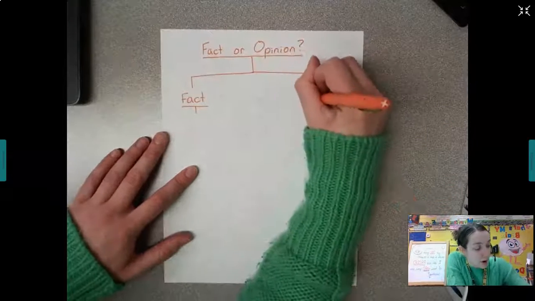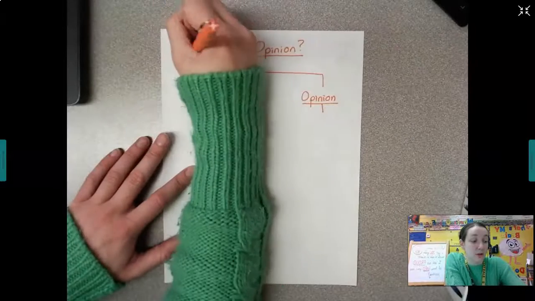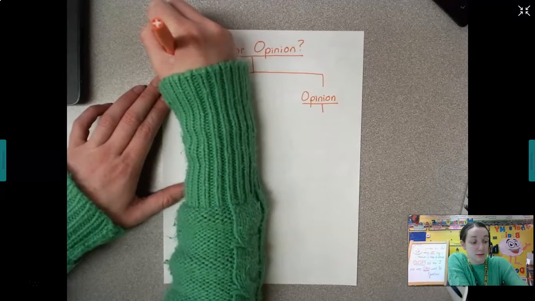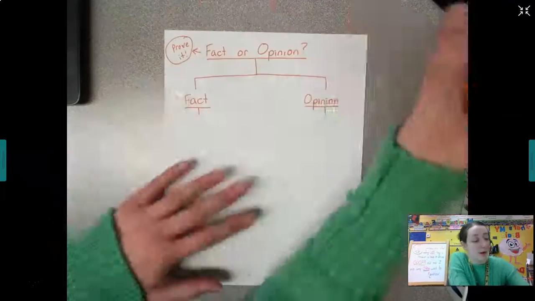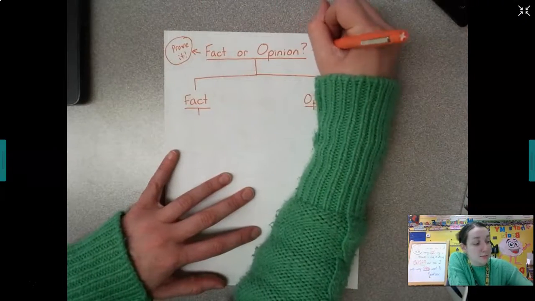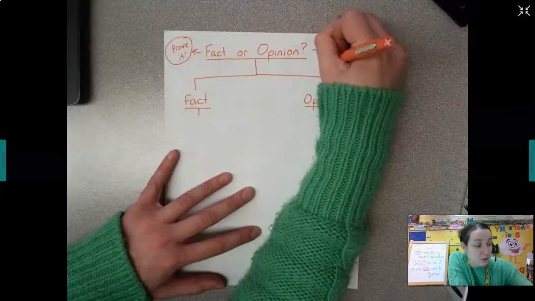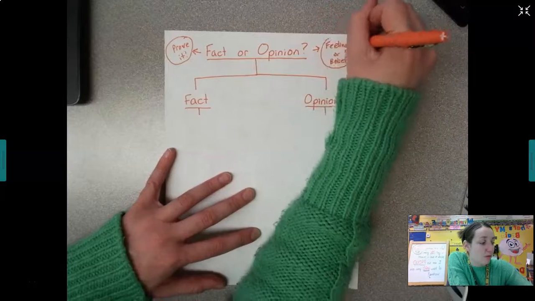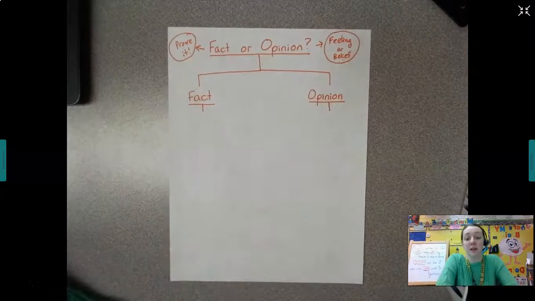All right, and our tree map is going to have two branches here, where we're going to have fact or opinion. Now, remember, a fact is something that you can prove to be true. So think of prove it. Right? Fact, you can prove it. An opinion is a belief or feeling. Right? It's how someone feels. It's what someone believes. But it's not something you can really prove like the way that a fact is. All right? So let's think of a few examples from the text.